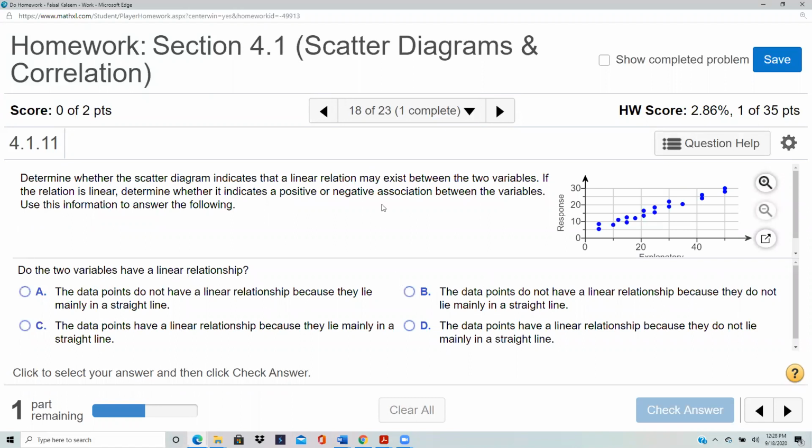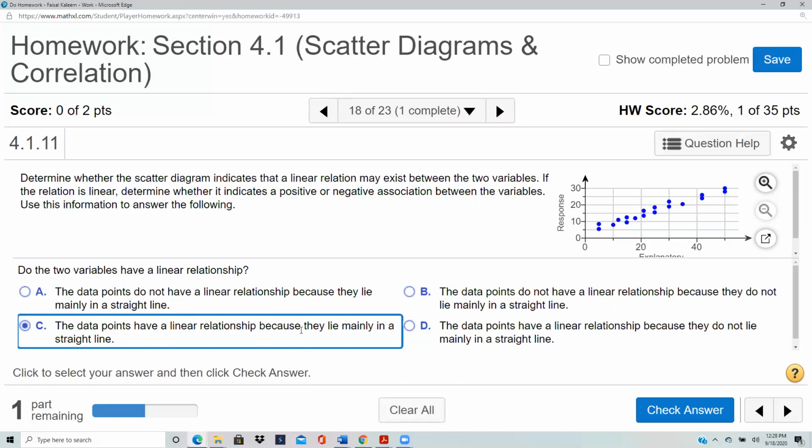Determine whether the scatter diagram indicates that a linear relation may exist. If the relation is linear, determine whether it indicates positive or negative association. So it seems that yes, there is a positive linear relation because the points as a group seem to rise. And so do the variables have a linear relationship? Okay, C seems to be the idea, they have a linear relationship because they lie mainly on a straight line.